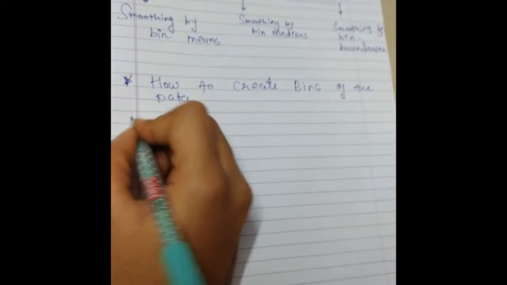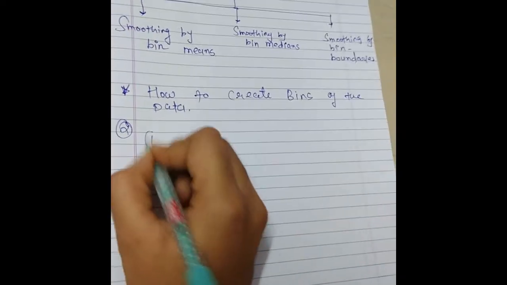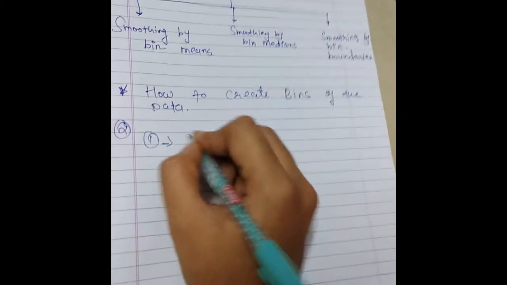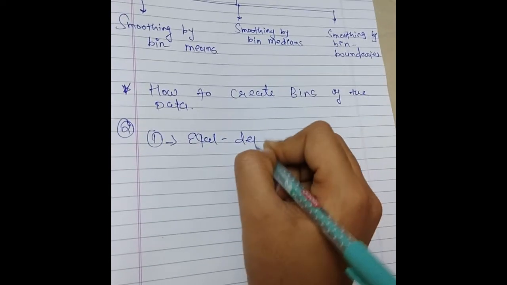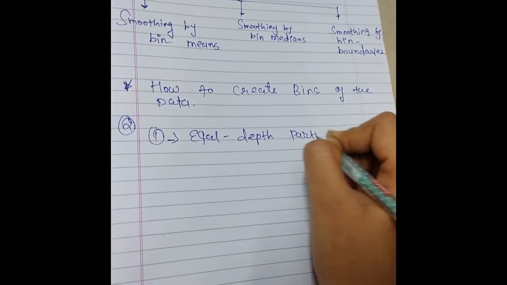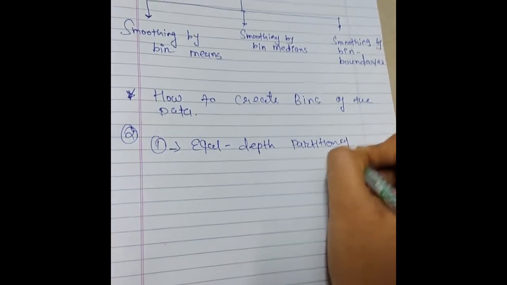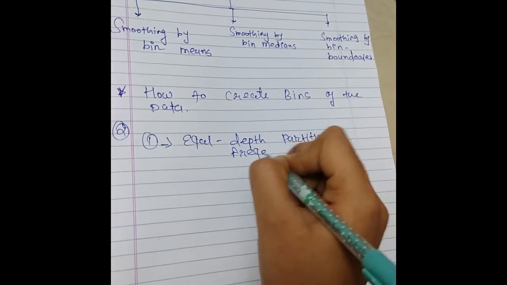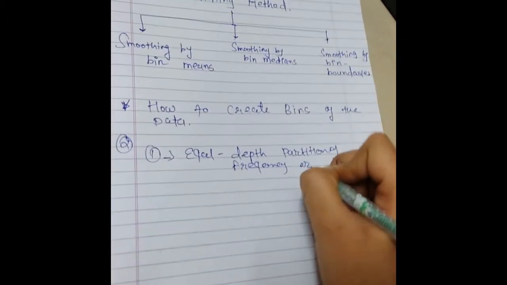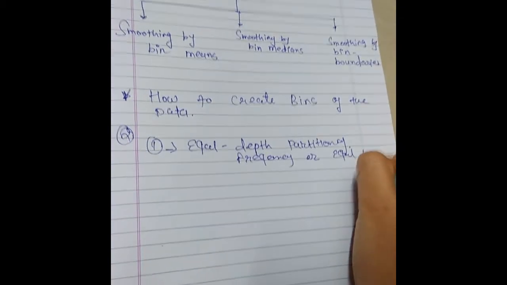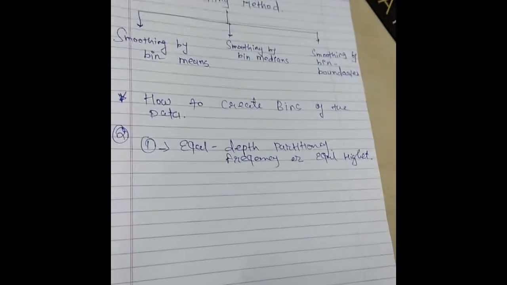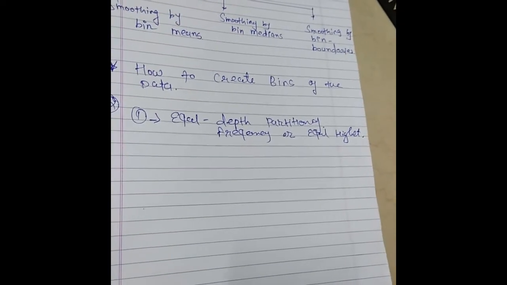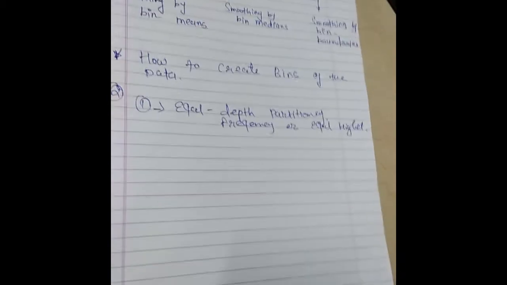So it has mainly two methods. First is equal depth partitioning, or also we can say equal frequency or equal height. So the first method is equal depth partitioning. It is also called equal frequency or equal height partitioning.